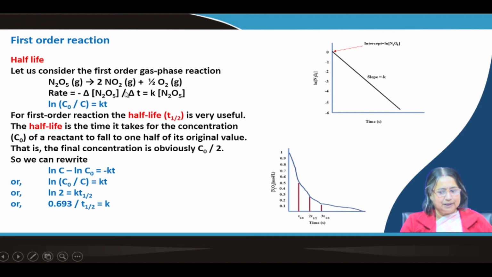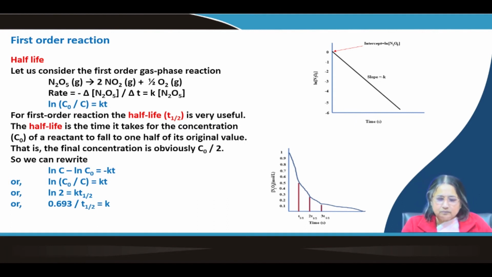The rate of this decomposition of N2O5 you can write in this fashion, and here, instead of writing C N2O5, only the concentration term is written. To make it simple, you can write that ln C0 by C equals kt, which was already explained earlier, in the previous slide.